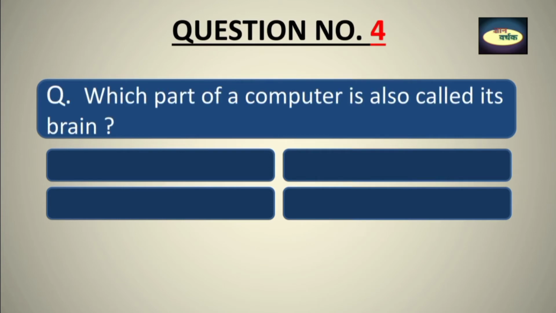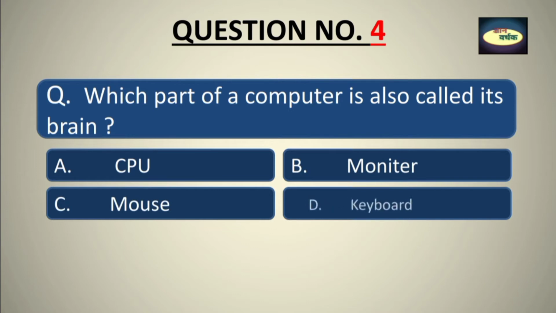Which part of a computer is also called its brain? A. CPU. B. Monitor. C. Mouse. D. Keyboard. The right answer is option A, CPU.